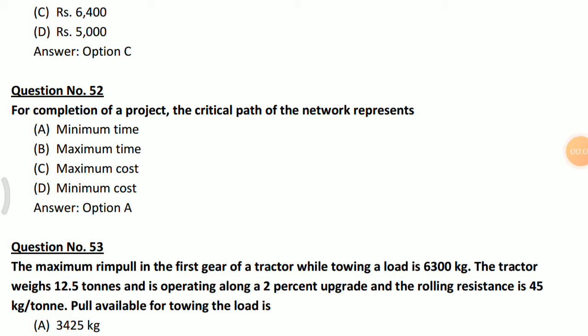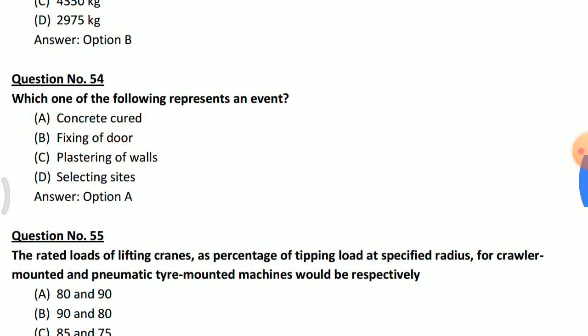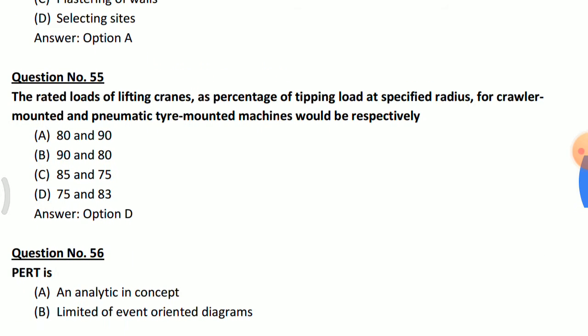Completion of a project, the critical path of a network, represents a minimum time. Which of the following represents an event? Concrete cured, fixing of door, plastering of walls, and selecting sites. Here, the completed activity is concrete cured. So, the event is concrete cured.